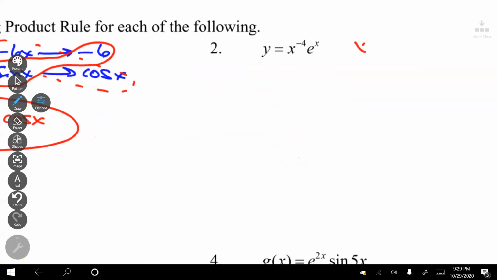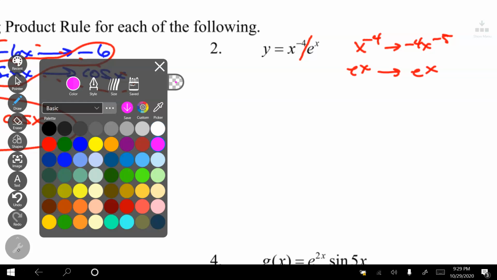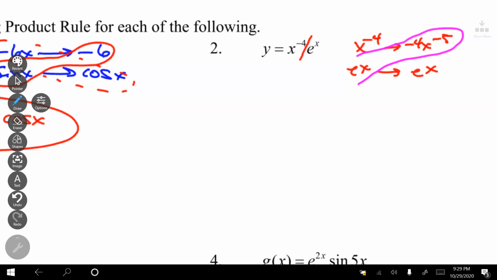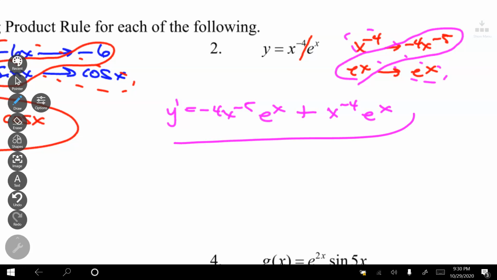Okay, number 2, again, not too bad. Two basic functions, and e to the x. I'll do this crisscross first. I usually do this way first. And then I'll do this way second. Plus x to the negative 4 e to the x. And there you go. You could have wrote the terms in a different order, but that's what you would get.